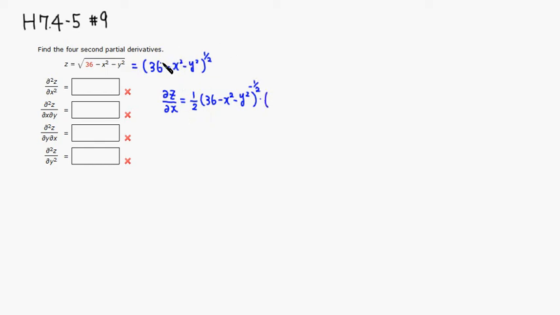The partial derivative of 36 is 0 since 36 is a constant, and the partial derivative of negative x squared would be negative 2x, and the partial derivative of negative y squared with respect to x would be 0 because y is considered to be a constant. Then we can clean it up a little bit, so we can cancel 2 on top and 2 on the bottom.